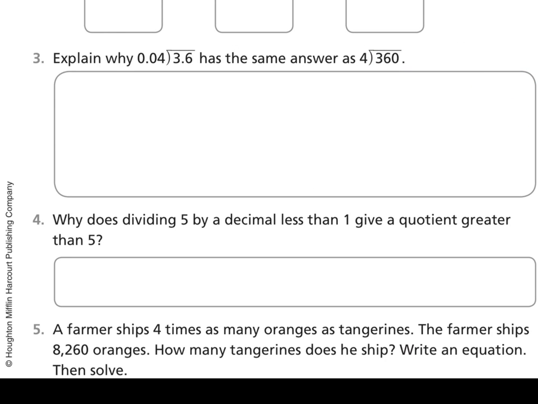Question number 3 asks you to explain why 3 6/10 divided by 4 hundredths has the same answer as 360 divided by 4. In order to answer this question properly and to explain it, you have to understand what we did to this problem to make it equal to that problem.